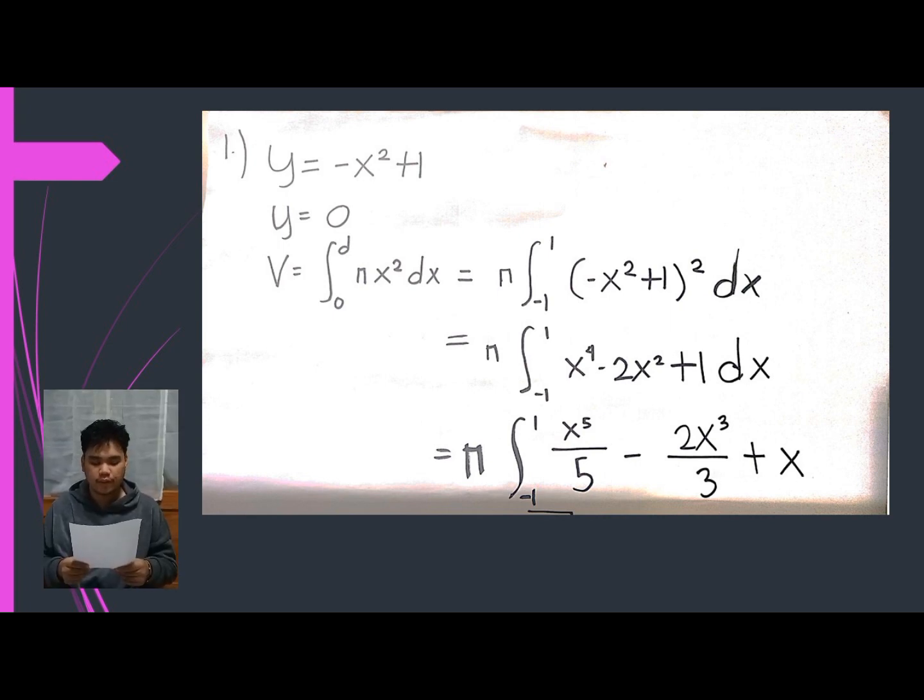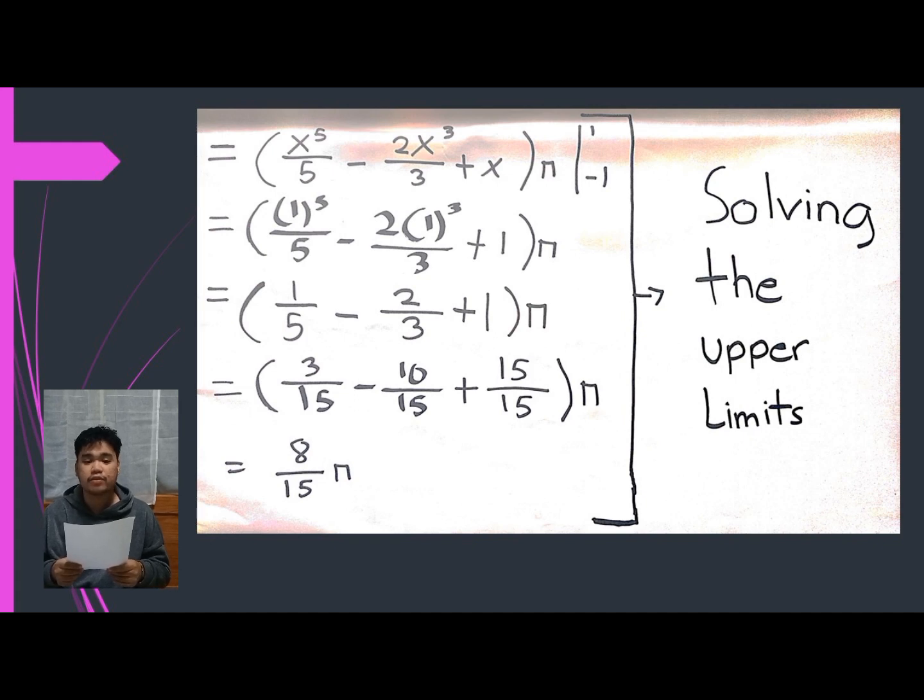And next, we are going to integrate the solution. So pi integral of x to the 4th minus 2x squared plus 1 dx between 1 and -1. So next, pi times x to the 5th over 5 minus 2x cubed over 3 plus x, between 1 and -1. Next, we put the integration limits at the end, along with the pi, so we can solve it easily.